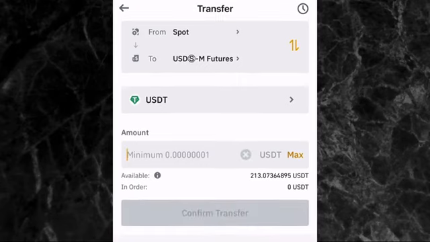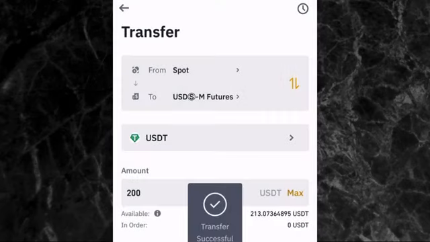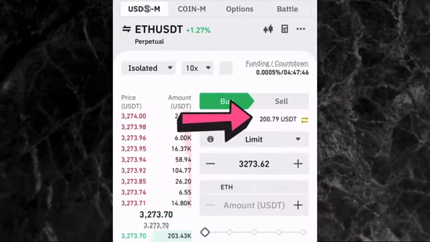And here you enter the amount you want to transfer. So for this video, let's say I want to transfer 200 USDT, and I'll just tap on confirm transfer. You can see transfer successful. Then we go back to our futures trading page, and then you can see our balance here. You have $200.79 in our futures wallet.